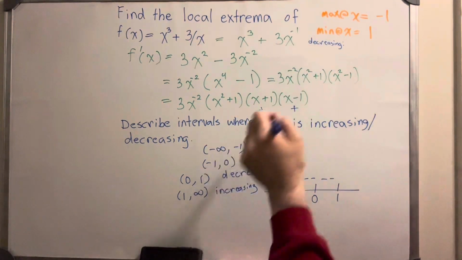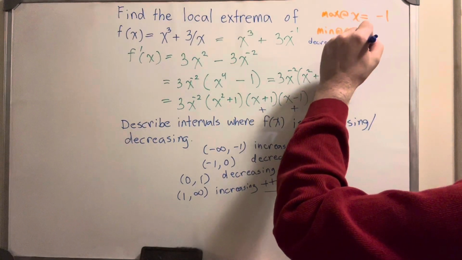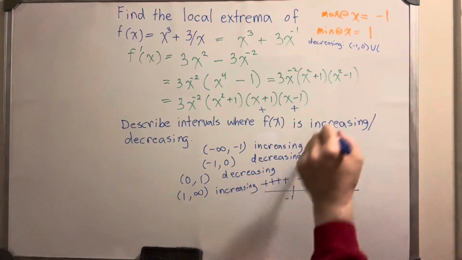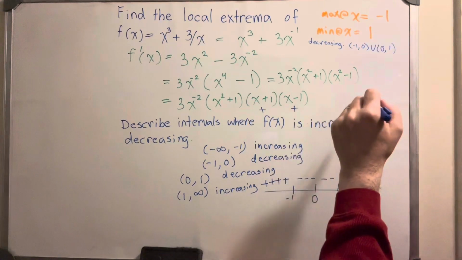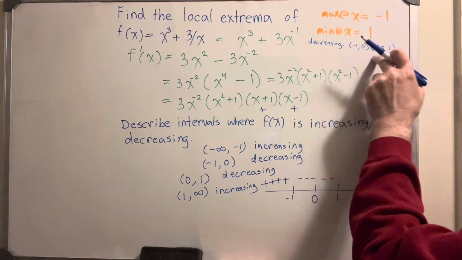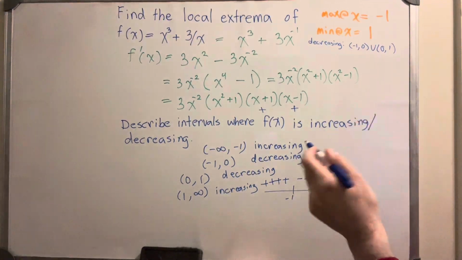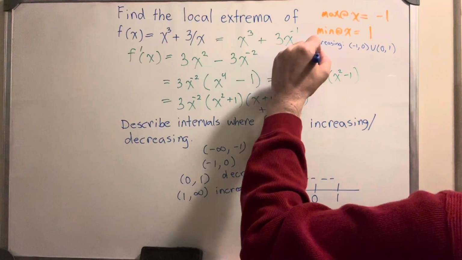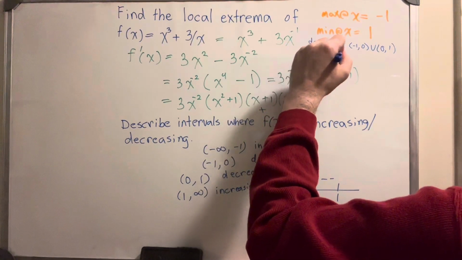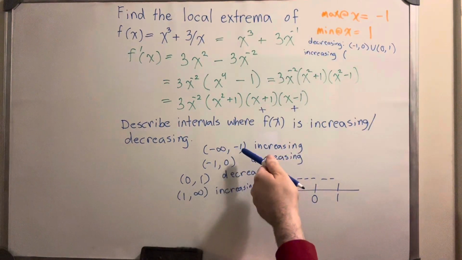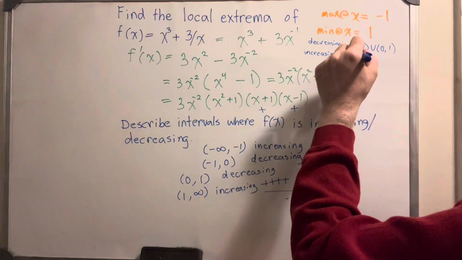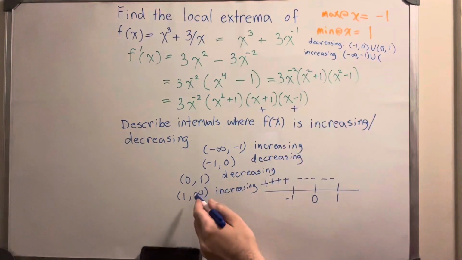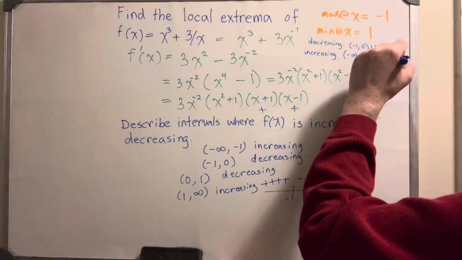But as far as the second part, we can write decreasing, we can say negative 1, 0 union with 0, 1. We can say that these are the sets of intervals over which the function is decreasing. You can say it's increasing. What do we have here? From negative infinity to negative 1, the open-ended boundaries, union with from 1 to infinity, it's increasing again.